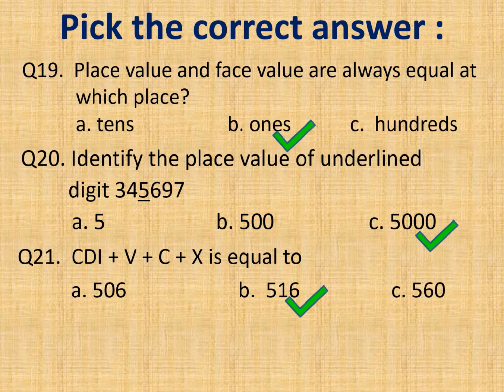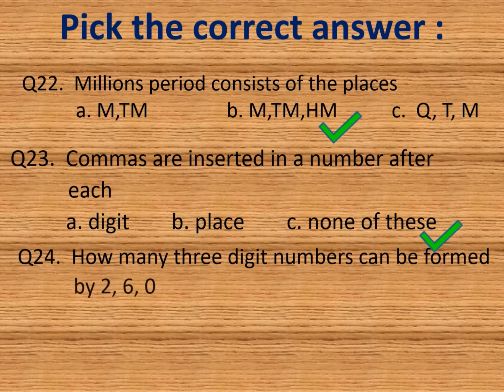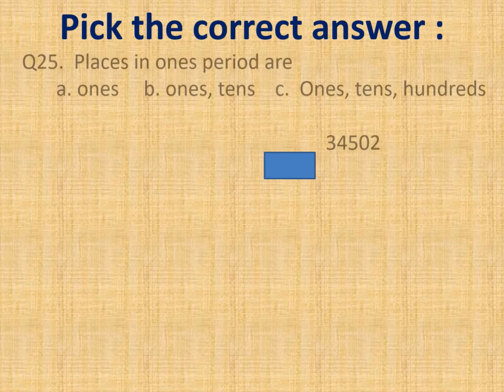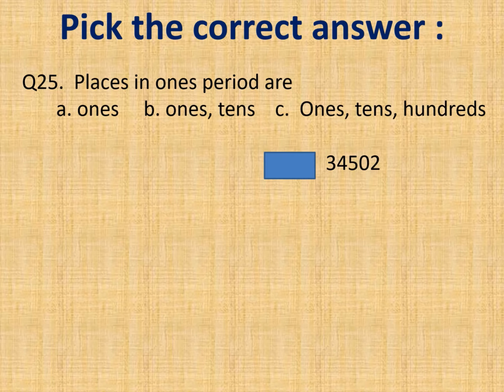Question 22. Millions period consists of the places? Question 23. Commas are inserted in a number after each? Question 24. How many three-digit numbers can be formed by 2, 6, 0? Question 25. Places in ones period are?